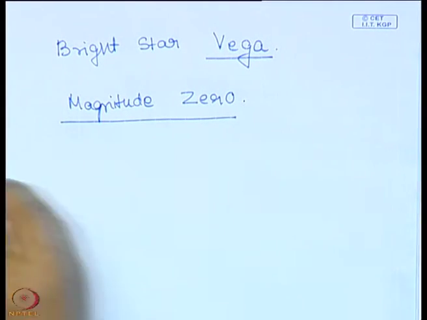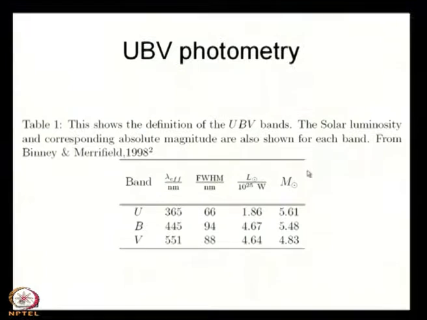Having told you this, now let us go back to the table that we were looking at. Okay. Now, here the last column in this table tells us the absolute magnitude corresponding to the solar luminosity, the solar radiation. So, the sun has an absolute magnitude of 5.61 in the U band.